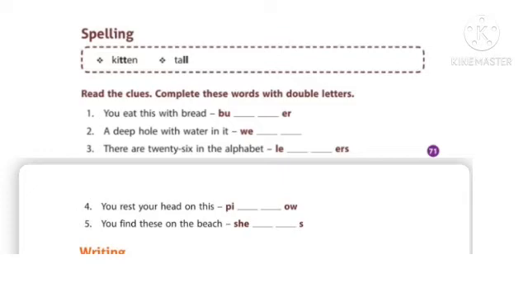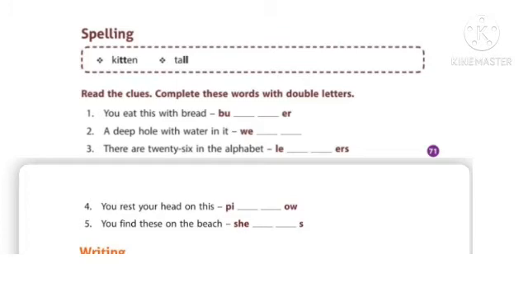So below, read the clues and complete these words with double letters. Below they are given some clues. Using those clues, we need to complete the words. In each and every word, there are double letters. We need to find that out.